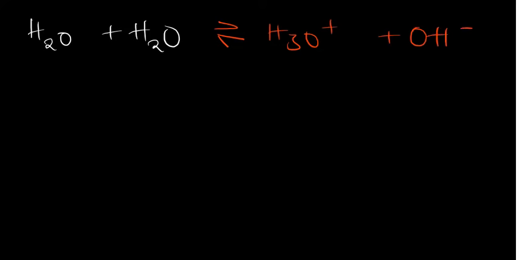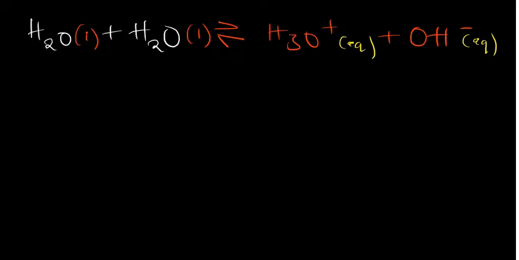One of the water molecules will gain a proton, the other one will lose one. This is what we call autoionization of water. Water is able to act as an acid and as a base. If you look at this equation, water is liquid, and the hydronium ion and the hydroxide ion are in aqueous state. This is where we are going to begin our acid-base equilibrium from.